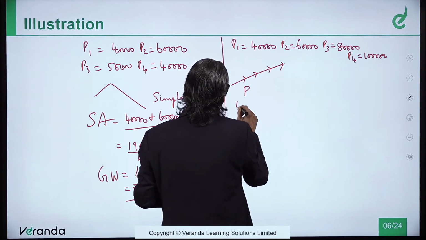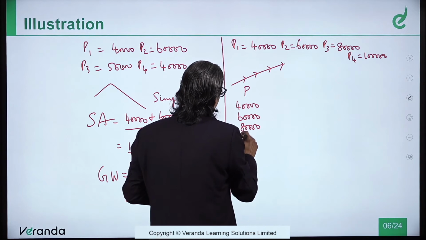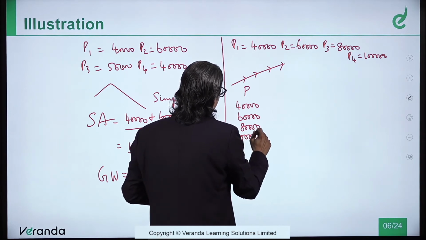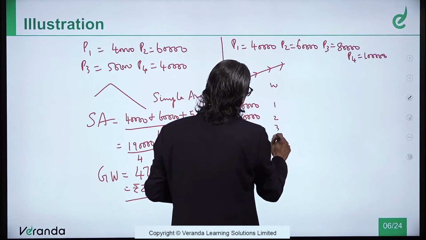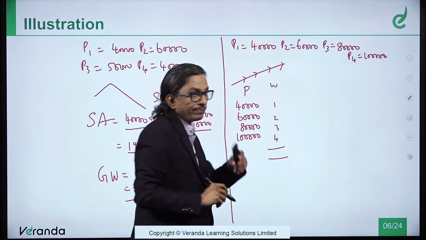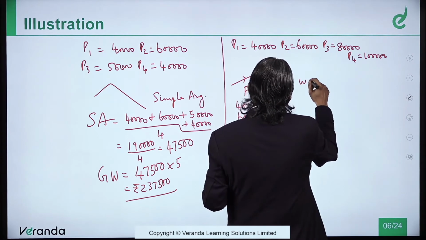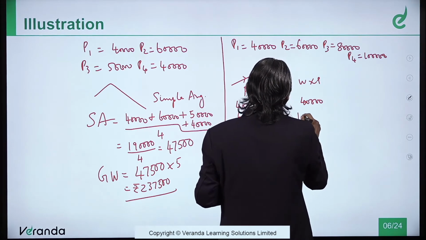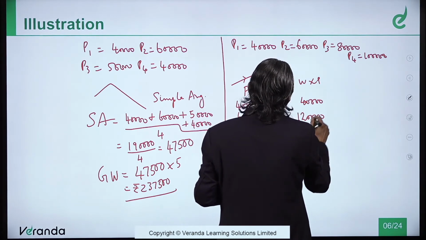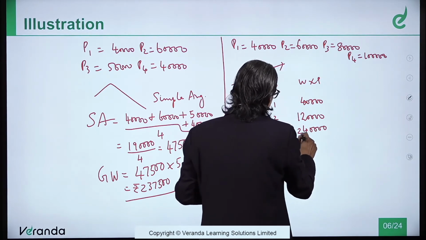Profit 40,000, 60,000, 80,000, 1 lakh. Weight, since not given 1, 2, 3, 4, find the total of weight. Multiply weight by profit. Weight into profit. How much? 40,000, 1 lakh, 20,000, 2 lakh, 40,000, 4 lakhs.